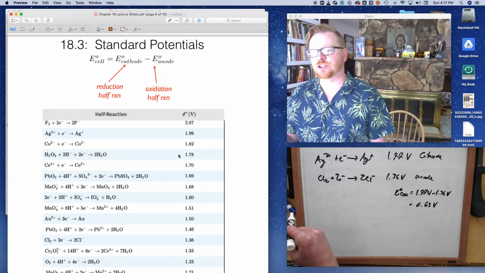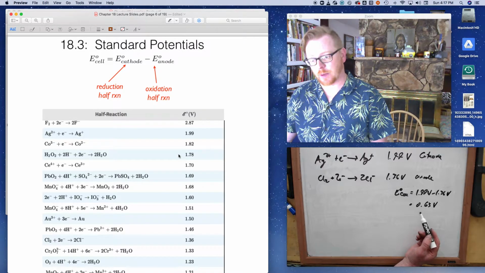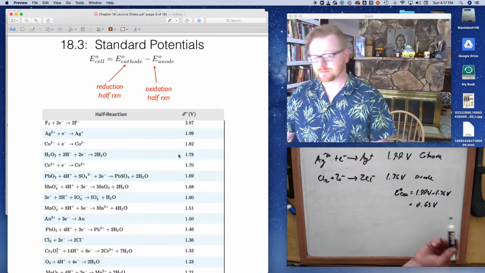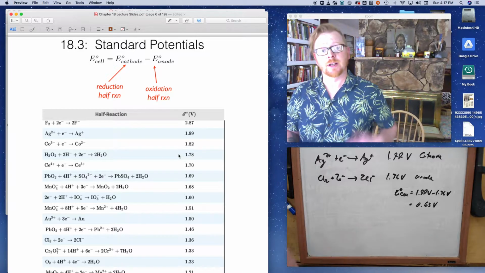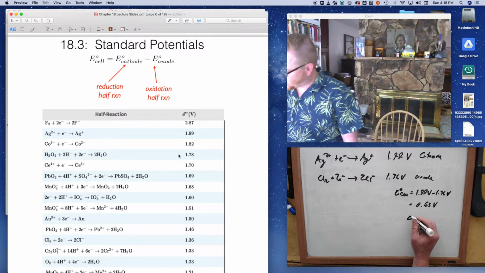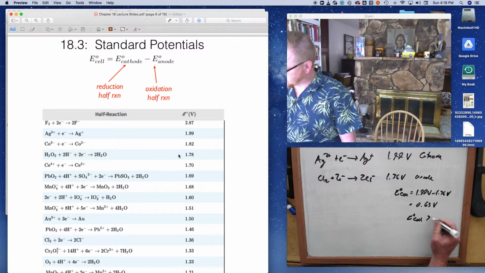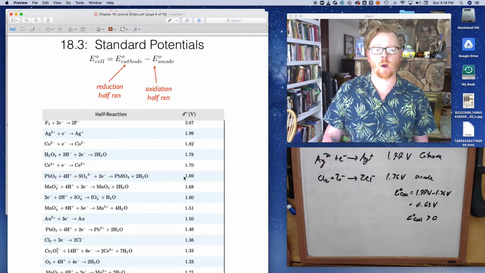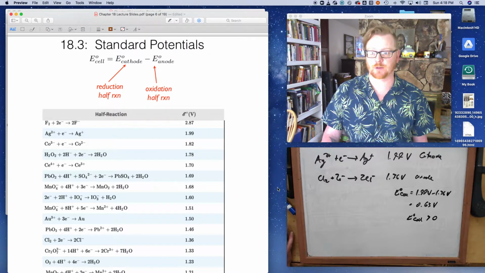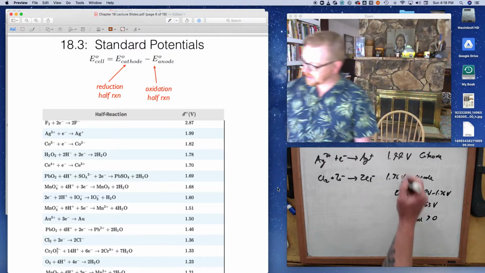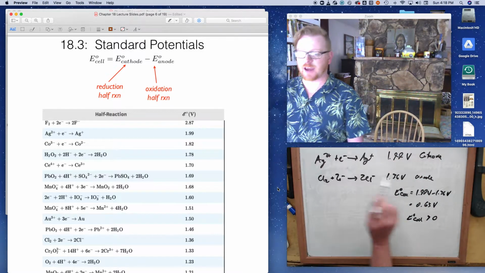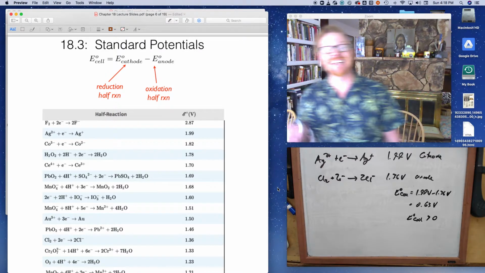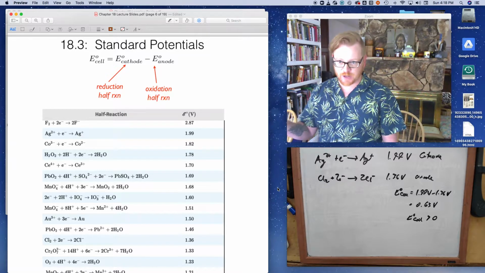Now, let's say I'm not so positive about this equation, E cathode minus E anode, and how I know which one is supposed to be which. Here's what we want. We want E cell to be greater than 0. We want it to be a positive quantity, and I'm going to explain why by the end of this lecture. Okay? So if I did this the other way around, if I had picked this silver to be the anode and this chloride to be the cathode, I would have gotten negative 0.63 volts, and that would not have worked out.